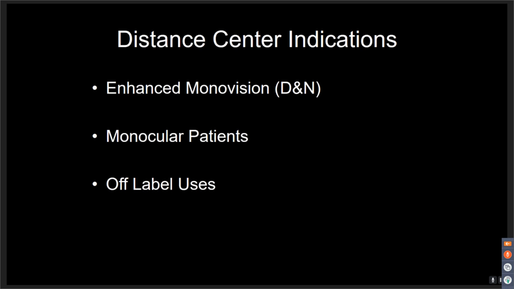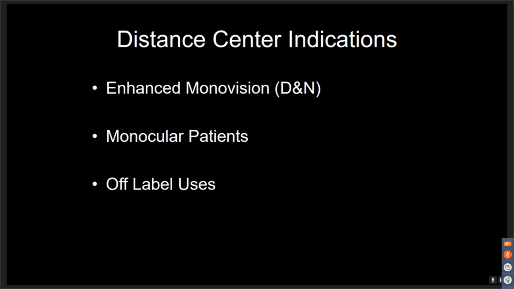Now, with this lens, if you want, you can take either one of the lenses, whether it's the aspheric multifocal design, or you can take the bifocal design, and you can do an enhanced monovision. Again, patients that are in their 60s with small pupils, I do that all the time. A lot of times when the pupils are small, like I said, I will use a bifocal.